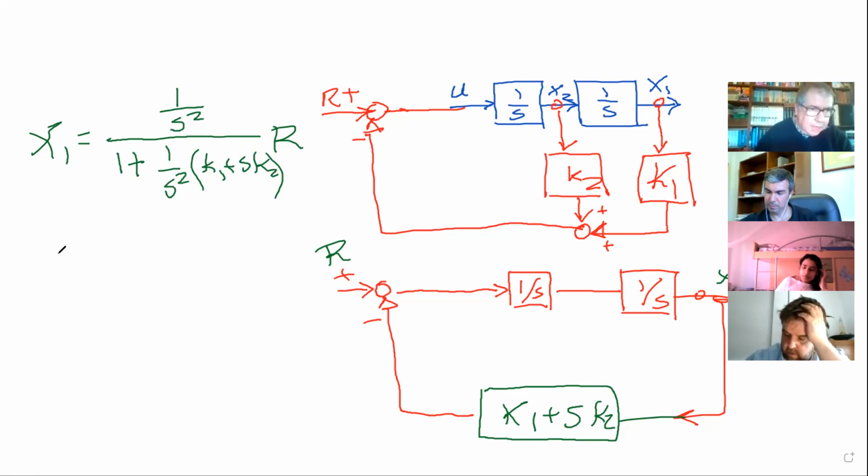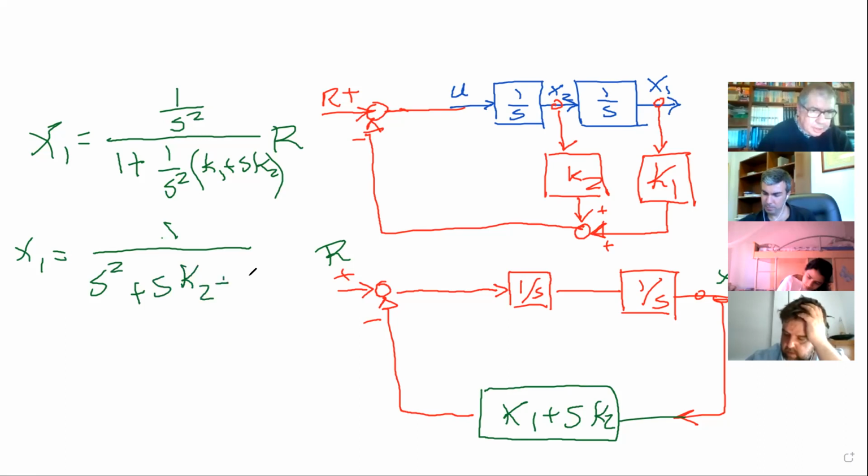Okay? And you can say that x1 is 1 over s squared plus sK2 plus K1. Now, remember what was our motivation? Our motivation was to have a control system that allows you to impose the closed loop poles.